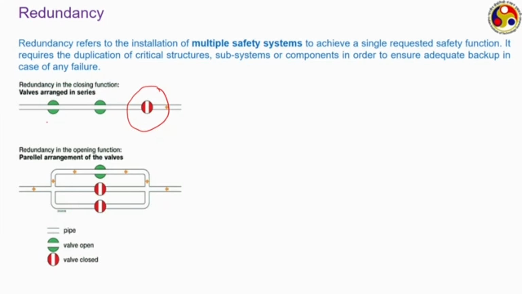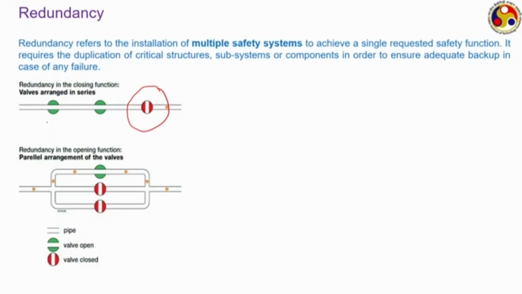Whereas, when we want to have the line in open situation, we want to have the flow, we can put these valves in parallel, and even if at least one of the valves is open, there will be flow through this circuit. So, this is what we call redundancy.